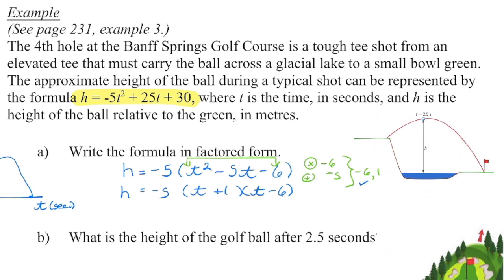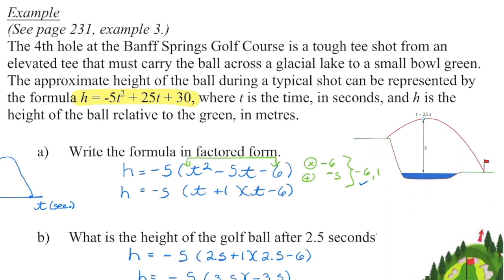So I want to know what is the height if, and I'm going to take my factored form, the time is 2.5. So instead of a t, I'm going to substitute in the 2.5 in both of those brackets, and then we're going to solve this. So what is the height? And then 2.5 plus 1 is 3.5. 2.5 minus 6 is negative 3.5.